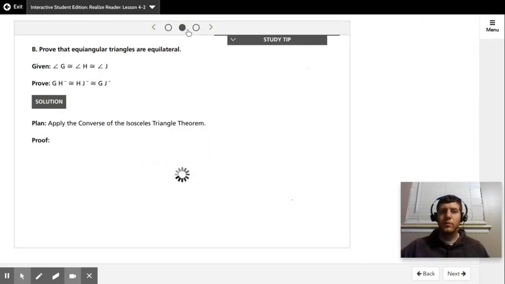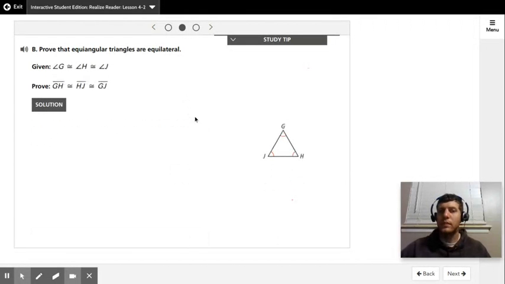Okay, and then the proof for the next one, again, would also be similar, except we're going to use the converse to the Isosceles triangle theorem. So since angle J is congruent to angle H, by the converse to the Isosceles triangle theorem, we know that GH would be congruent to GJ. And then likewise, since angle G is congruent to angle H, we know that GJ is going to be congruent to JH. Right? And since both JH and GH, segment JH and segment GH, are congruent to segment GJ, all of those segments are going to be congruent.